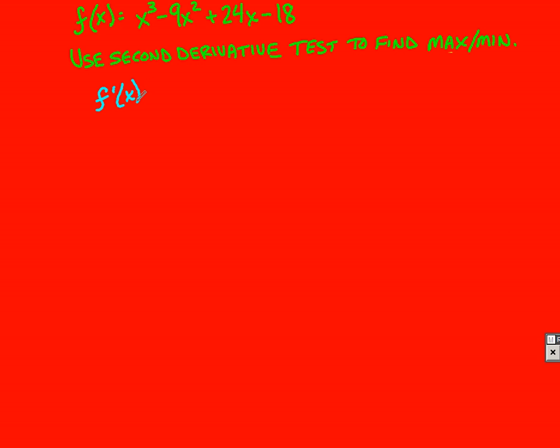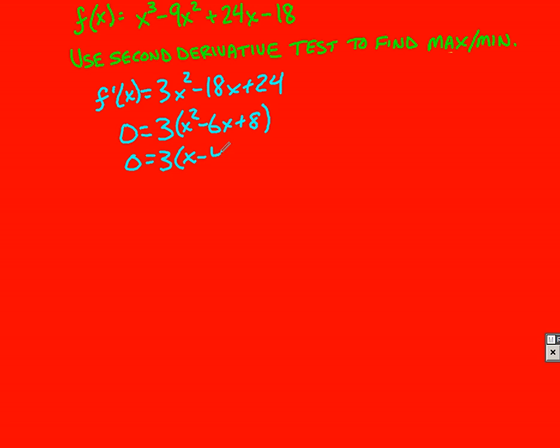F prime of x will be 3x squared minus 18x plus 24. Set it equal to 0 and factor. Pull out a 3. I'll have x squared minus 6x plus 8. When I factor that, I should have x minus 4 and x minus 2. That means my critical numbers will come at x equals 4 and x equals 2.